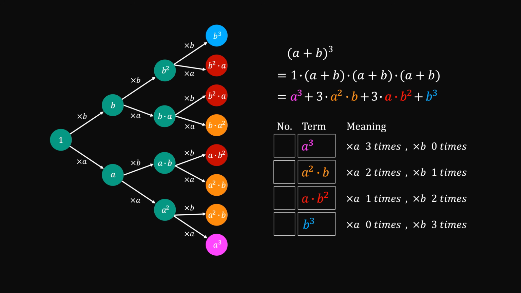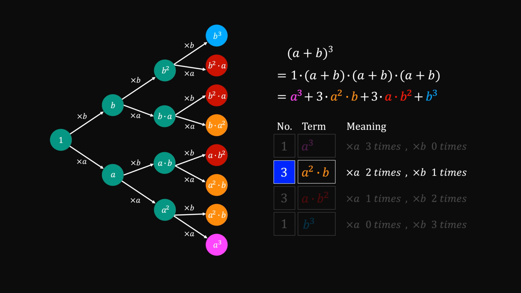Then let's think about the number of each term. For example, why do we have 3A squared B? That's because there are 3 ways to multiply by B once. Multiply it in the beginning, in the middle, or in the end. So that means we can think of these 3 as the number of ways to pick one position out of 3 for multiplying by B. So it is a combination problem.